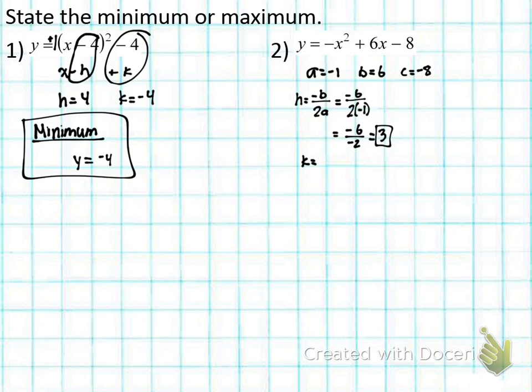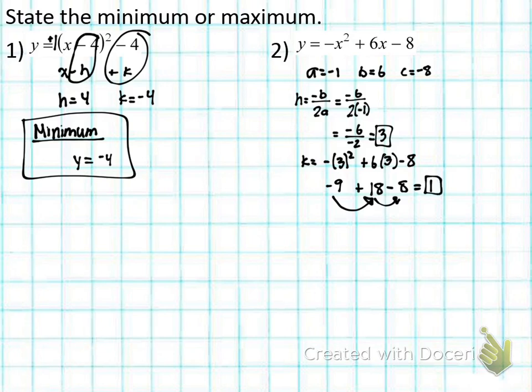So K is going to be equal to negative x squared. So it's going to be negative 3 squared plus 6 times 3, all minus 8. Okay, so 3 squared is 9. With a negative sign, it's negative 9. 6 times 3 is positive 18 minus 8. Negative 9 plus 18 is 9. 9 minus 8 is going to be positive 1. Okay, so that's our K is equal to 1.